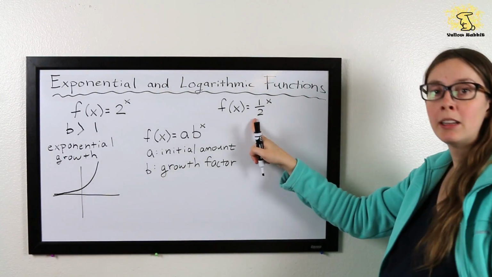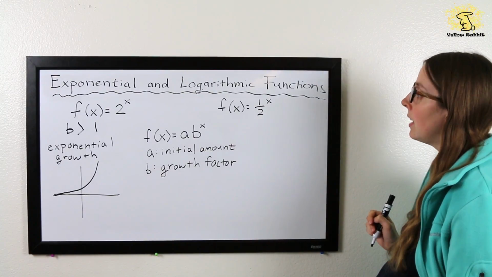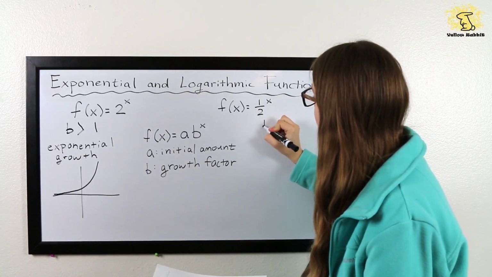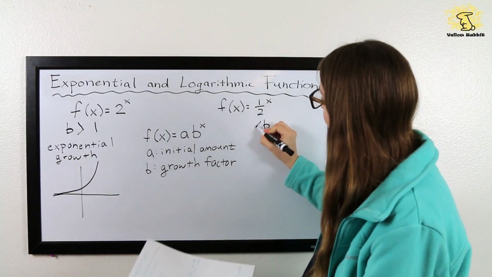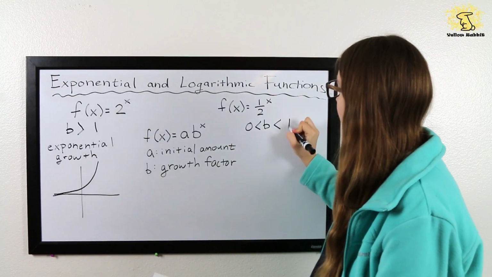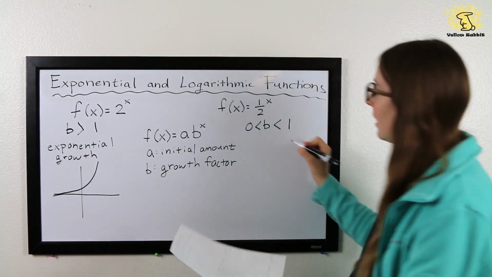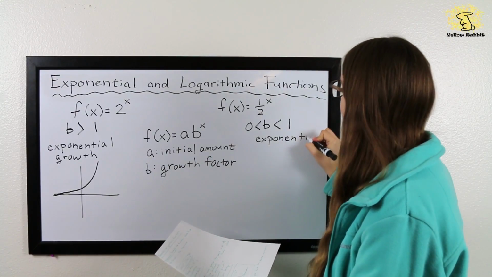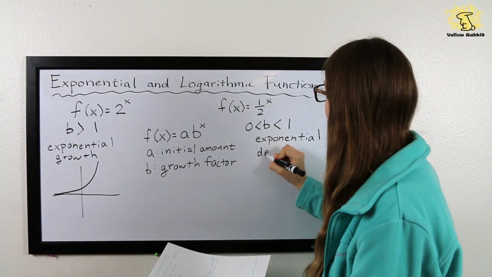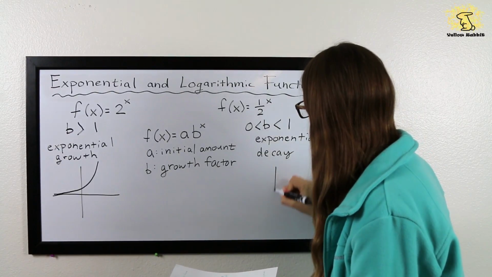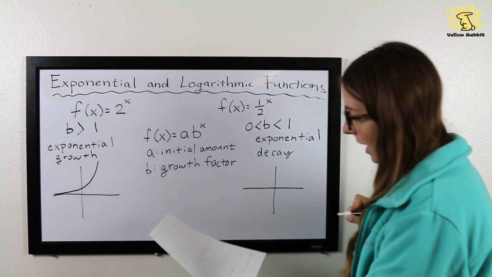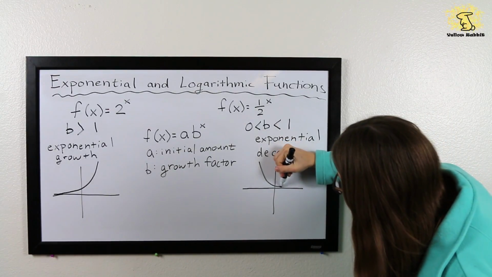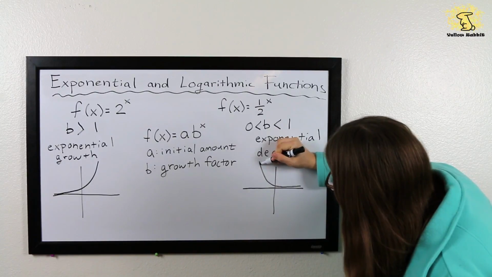Alternatively, we could have a function like the one I've written here, f of x equals 1/2 to the power of x. This would be a case where b is greater than 0, but less than 1. This gives us exponential decay. And graphically, that will look more or less like this. You can see we sharply decay downward.